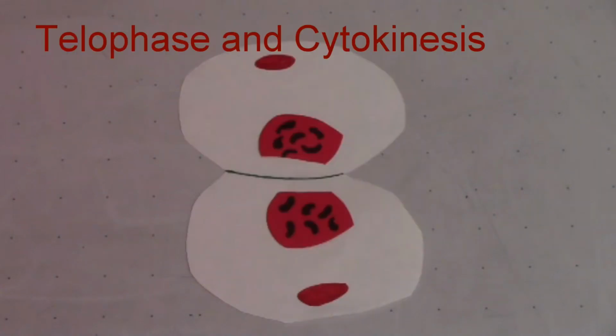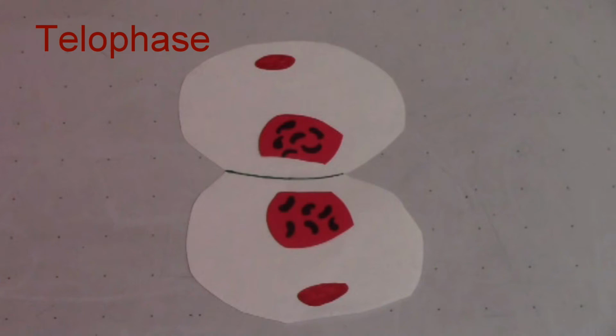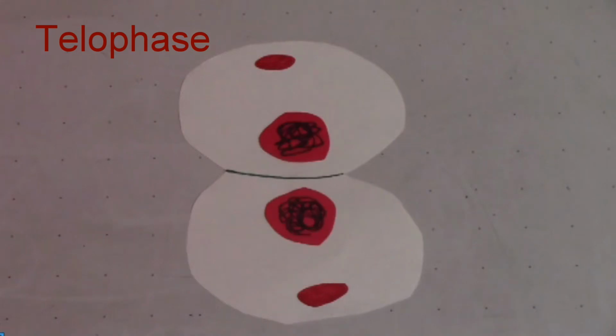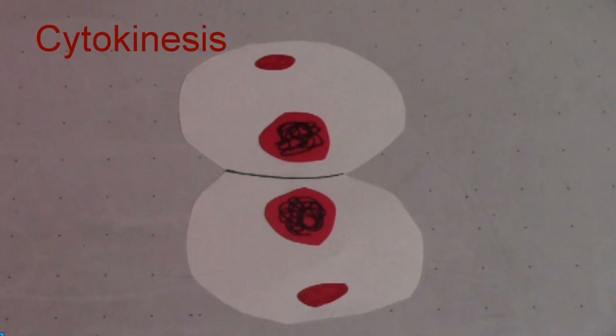Finally, telophase and cytokinesis. During telophase, as you can see here, the nuclei around the chromosomes are beginning to form in both the daughter cells, returning to their uncondensed form. Where did the chromosomes go? Back to the chromatin. Now cytokinesis occurs.